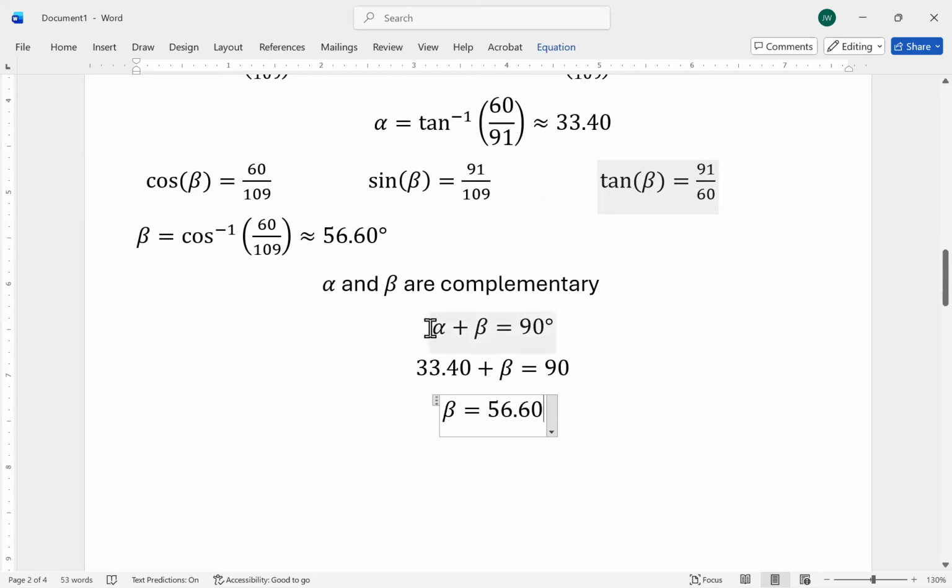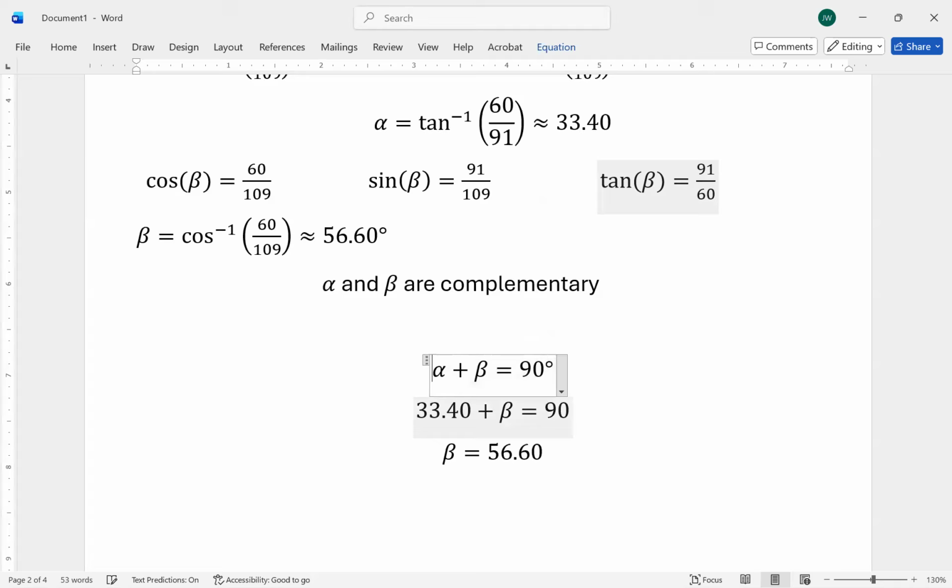By the way, hopefully it's straightforward why alpha and beta are complementary. That's because alpha plus beta plus gamma, the three angles, were 180 degrees. But we also knew that gamma, since we're using a right triangle, was 90 degrees. So subtracting 90 degrees from both sides, we get alpha and beta have to add up to 90, so they're complementary.